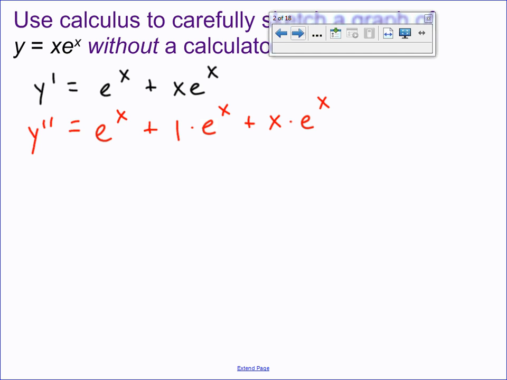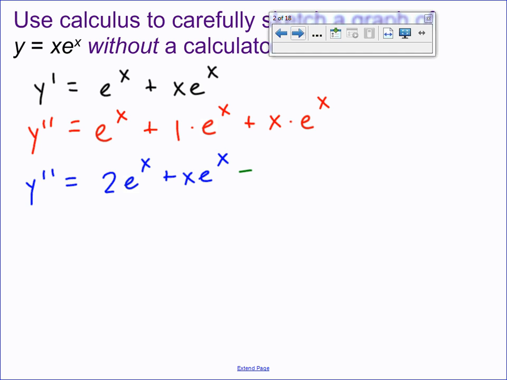So it looks to me like our y double prime expression is given by e to the x plus e to the x, which is 2 e to the x plus x e to the x. Are there any values of x for which y double prime is undefined? I know those will contribute possible point of inflection x coordinates. It looks to me like, no, again, e to the x is defined for all reals. The product x e to the x will be defined for all reals.